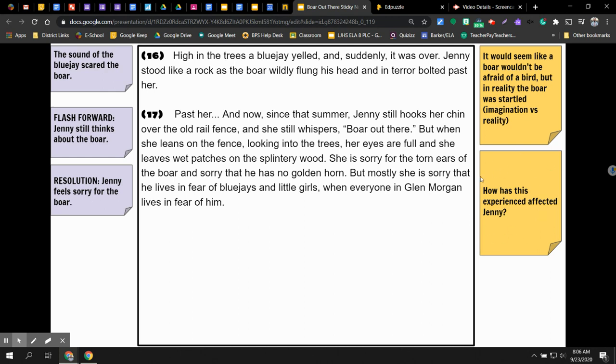Now you need to dig into that. How has that experience affected her? How has that changed her? What did she learn from this? Go. All right, so if you said something like Jenny has matured through this experience, no longer seeing the boar as a fairy tale creature, but as an animal to be pitied, good job, right?